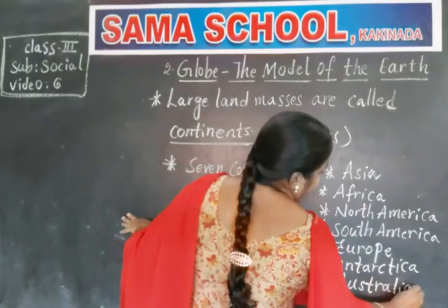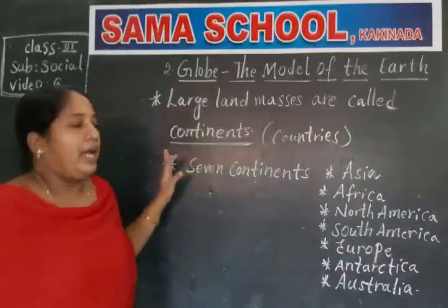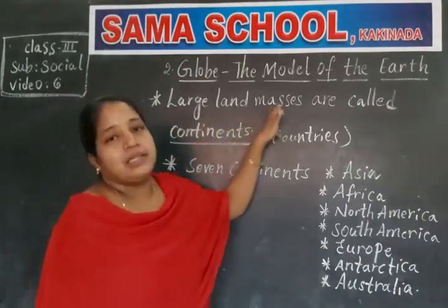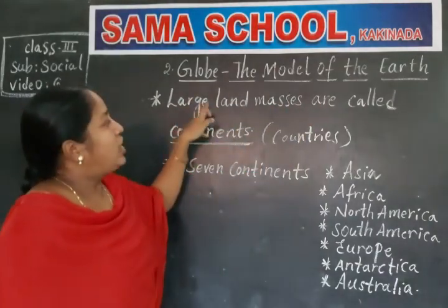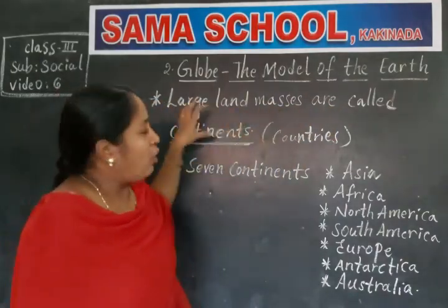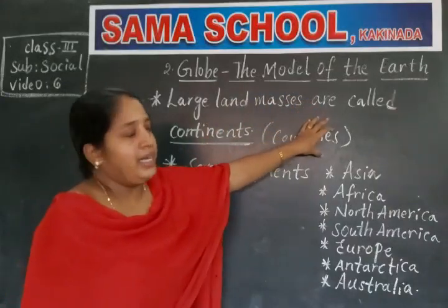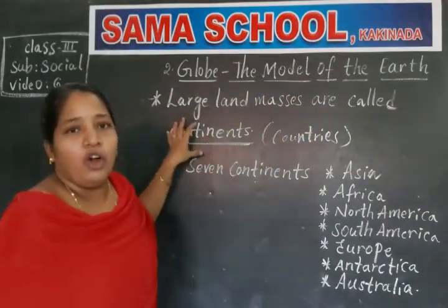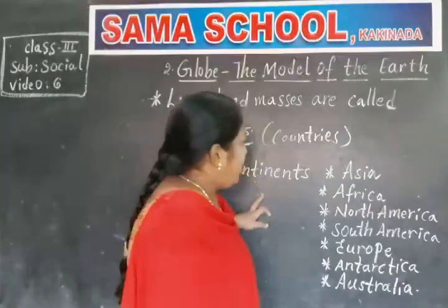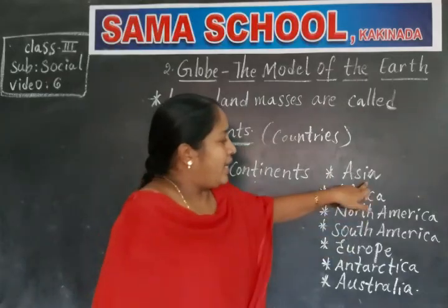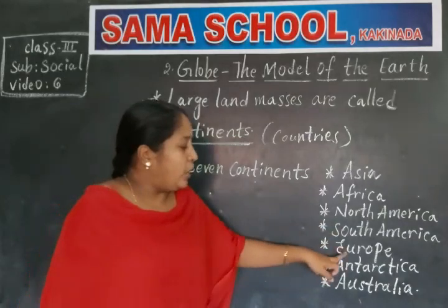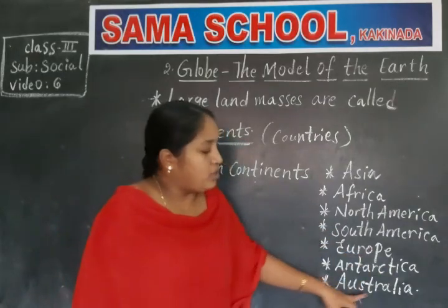So on the earth we have land and water. Large land masses are called continents. The continents have countries. Clear, children? So a group of countries together form a continent. Clear, children? And how many continents are there on the earth, children? Yes, Asia, Africa, North America, South America, Europe, Antarctica, Australia.